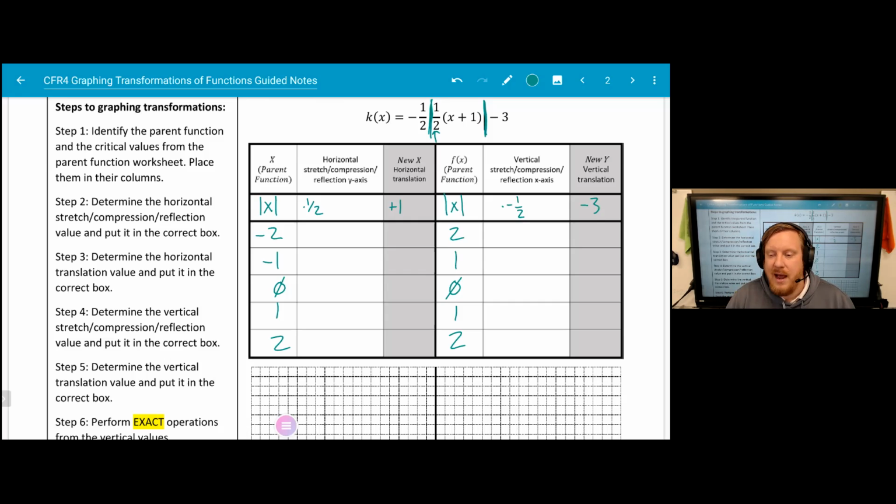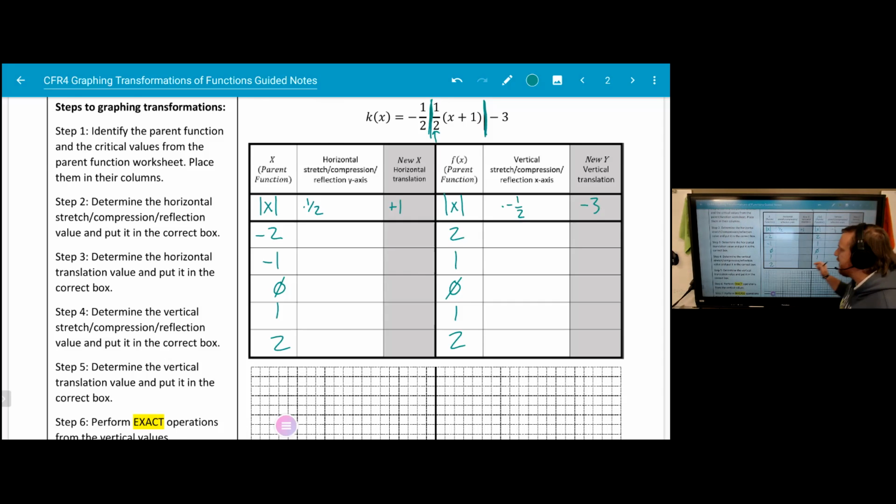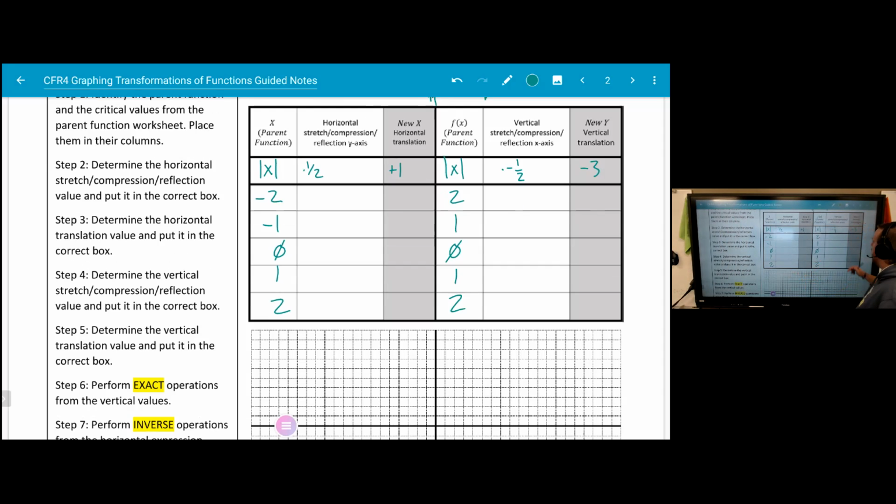Here's where it gets fun. I like to do the vertical first because it makes the most sense. I'm going to use the exact operations from the vertical values. 2 times negative half is negative 1. 1 times negative half is negative half. 0 times negative half is 0. 1 times negative half is negative half. And 2 times negative half is negative 1. Again, we're multiplying everything by negative half.